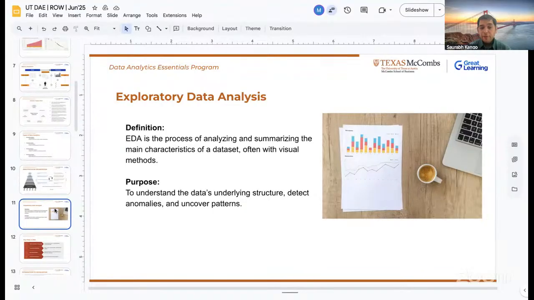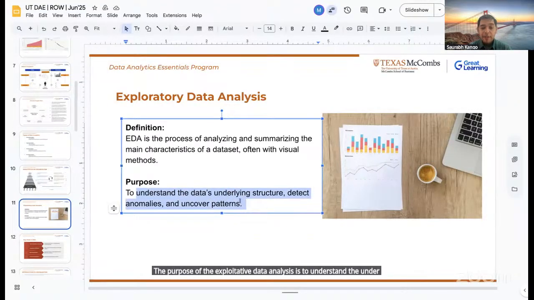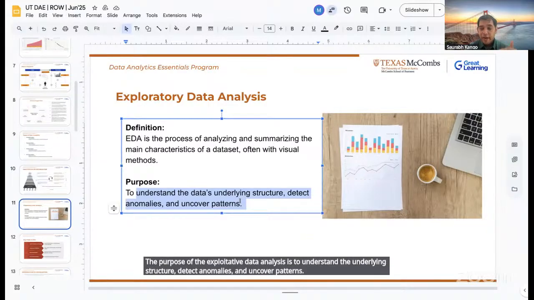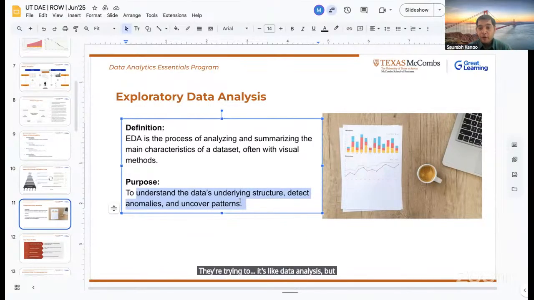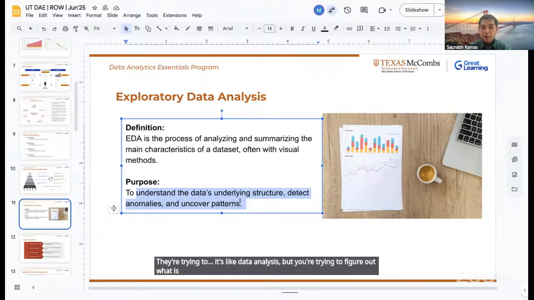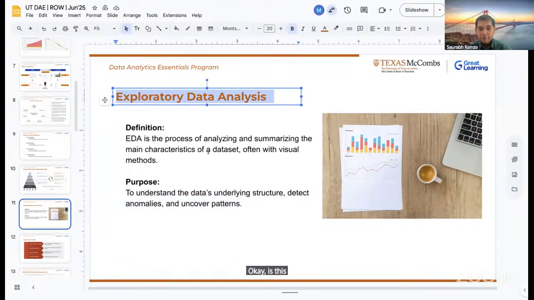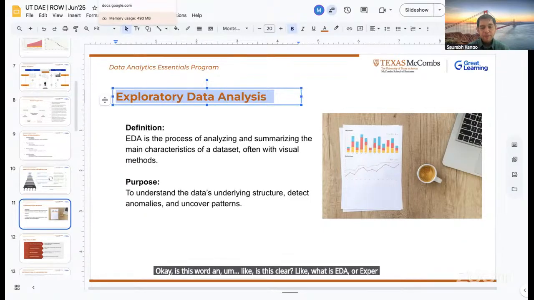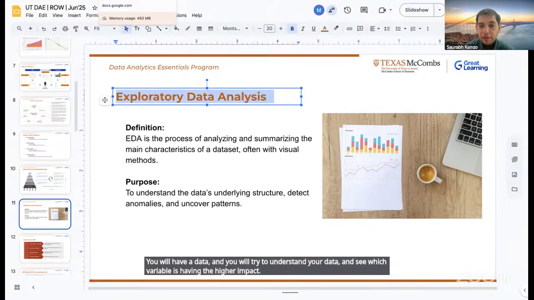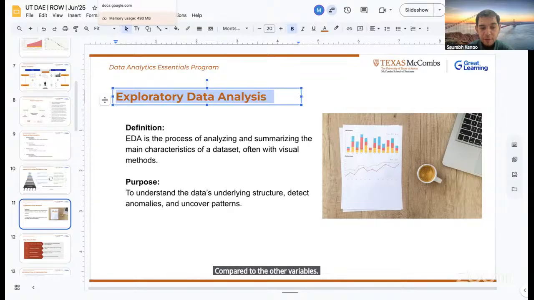Are you getting it? The purpose of exploratory data analysis is to understand the underlying structure, detect anomalies, and uncover patterns. It's like data analysis, but you're trying to figure out what is present in your data. Is this clear? What is EDA, or exploratory data analysis? You will have data and you will try to understand it and see which variable is having a higher impact compared to the other variables. Does it sound good? Any questions so far?